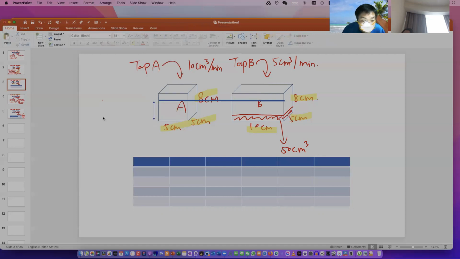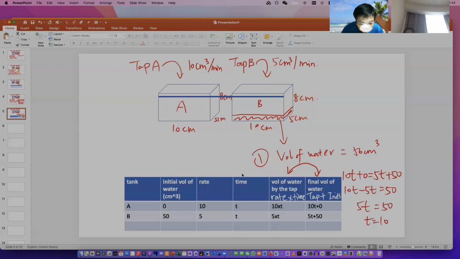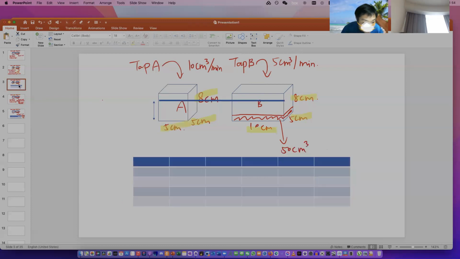The question here is that because of the difference in dimensions, you cannot make use of the idea of volume here. If you look at the question just now, tank A and B have the same dimensions, so you can make use of the concept of volume. But for this question, because of the difference in dimensions between A and B, you cannot make use of the concept of volume.